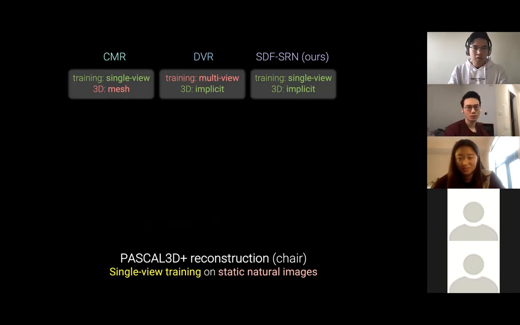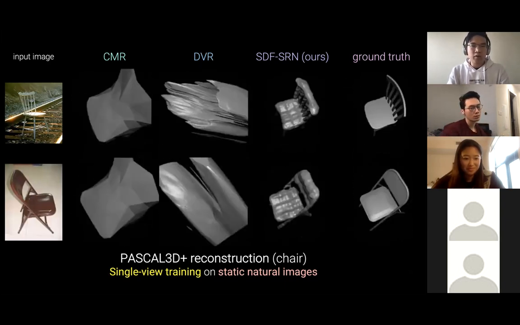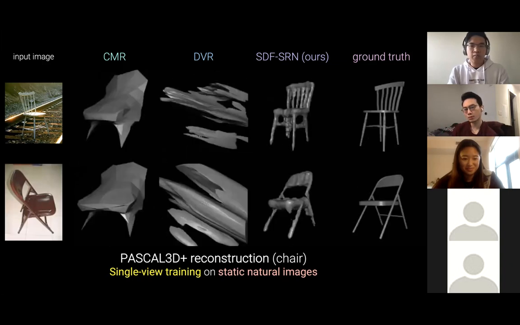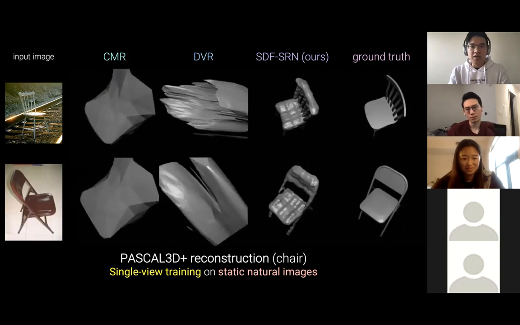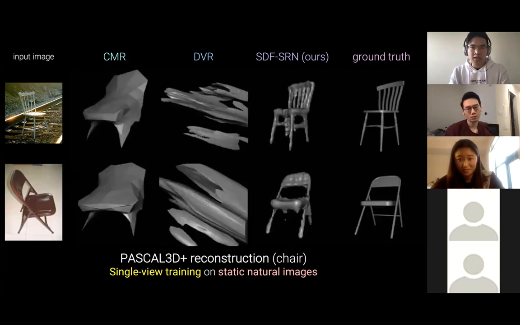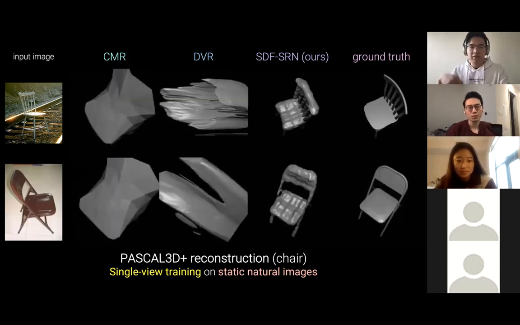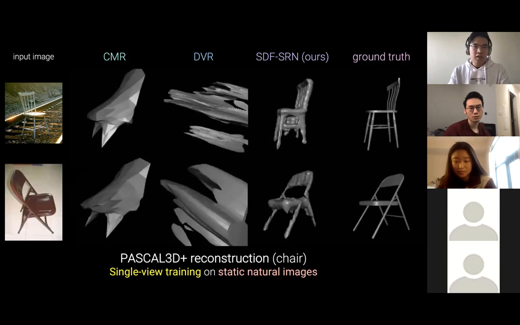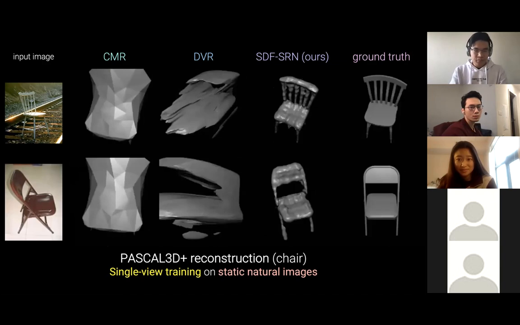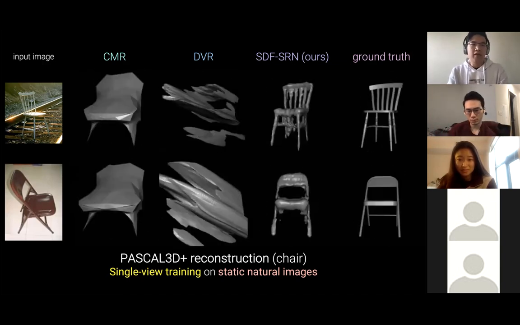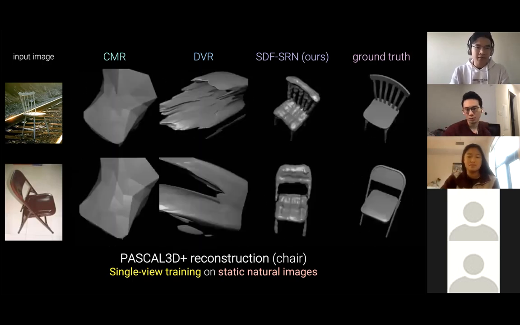And so what we can see here is that if we take a test chair, we can start to reconstruct pretty reasonable implicit surfaces. You can notice the difference in the topologies that we are able to reconstruct, these thin bars of the back seat of the chair, whereas for meshes, it's really impossible for deformation-based approaches like CMR. It's really not able to handle these various topologies, for example, the back of the seat.